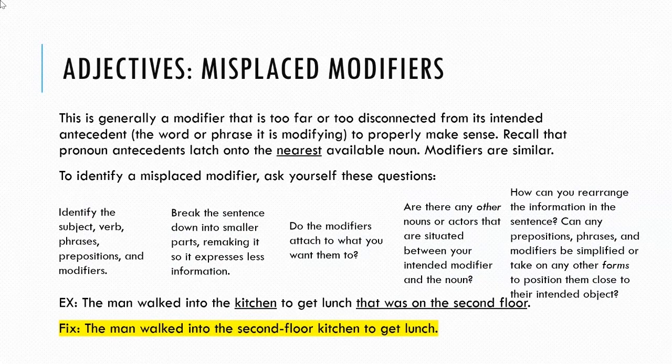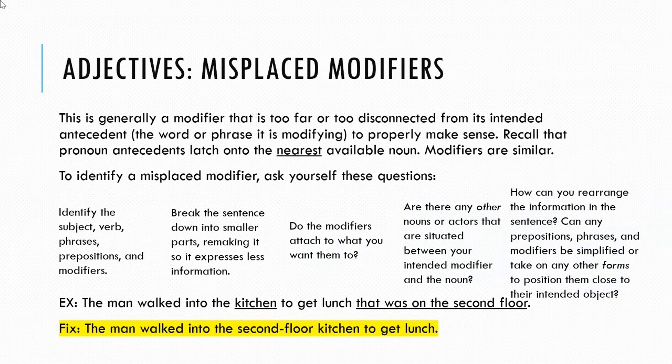Identify the subject, verb, phrases, prepositions, and modifiers. Break the sentence down into smaller parts, remaking it so it expresses less information. Do the modifiers attach to what you want them to? Are there any other nouns or actors that are situated between your intended modifier and the noun?